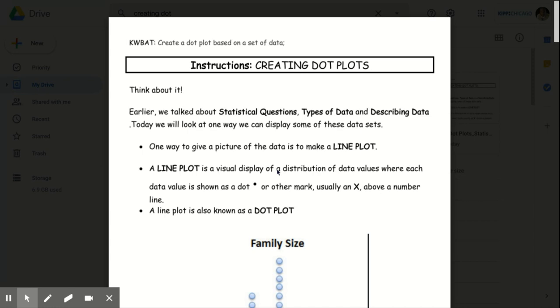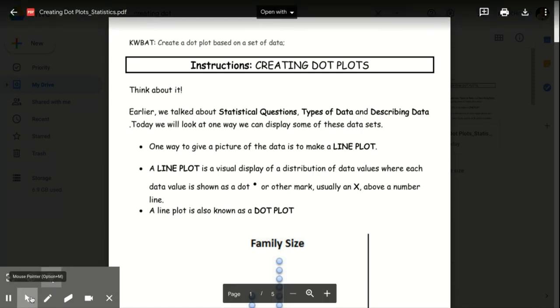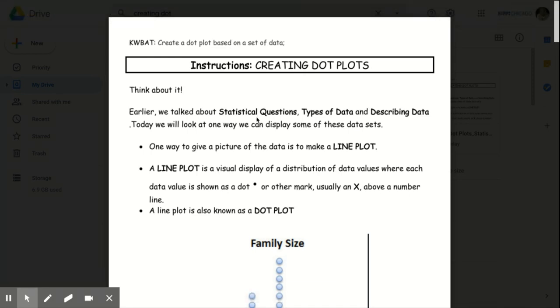So we've talked about a lot of things. Earlier we talked about statistical questions. Remember, a statistical question always takes into account that you're going to get more than one answer. If I ask all the students in a classroom, how old are you? I'm going to get multiple answers. That qualifies as a statistical question because you get more than one answer. Non-statistical questions only have one answer.